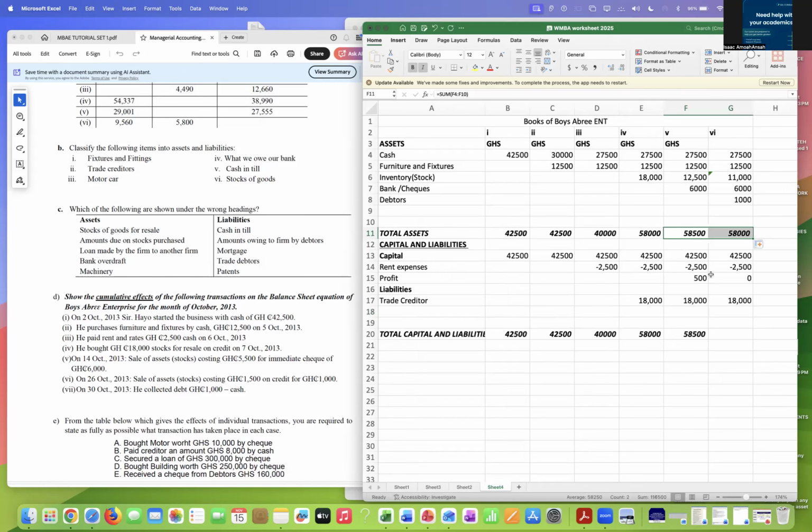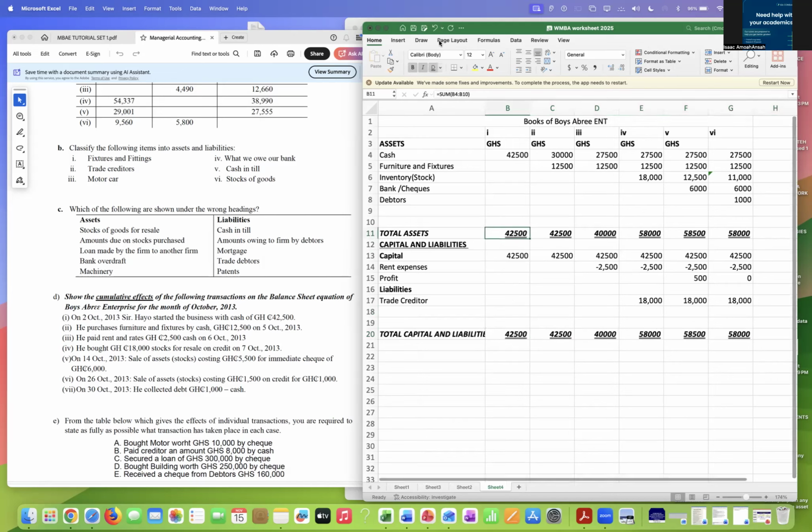Okay. So 58,000 and then 58,000 here as well. All right. In some instances, we can choose to underline the total twice. It's accounting. Accountants usually try to underline their final figures twice, just to distinguish the figures.